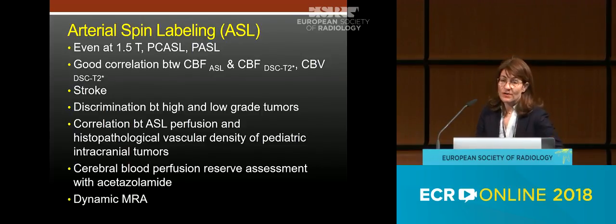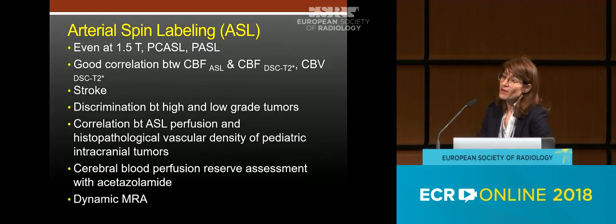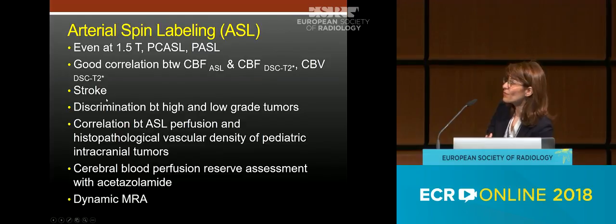Just a few words on arterial spin labeling, which is very popular nowadays. It's usually done at 3 Tesla imaging, but there are some papers coming out stating that it's okay with 1.5 Tesla, and both techniques could be used. And the papers tell that there's a good correlation between CBF derived from ASL and CBF and CBV derived from dynamic susceptibility imaging. So it can be used in stroke, of course.